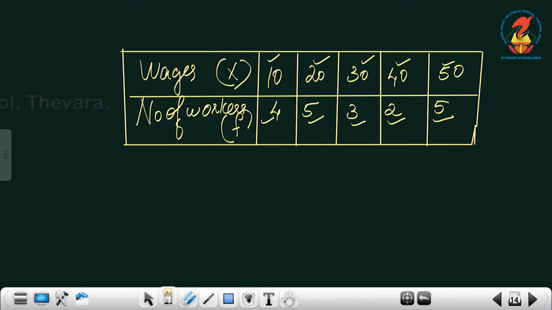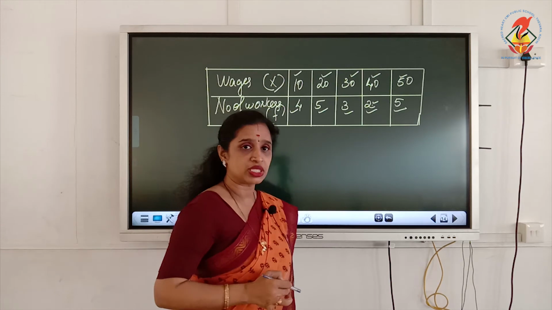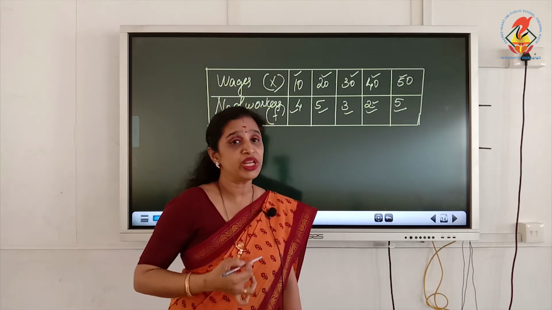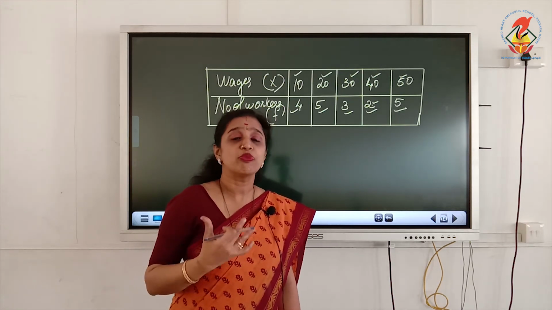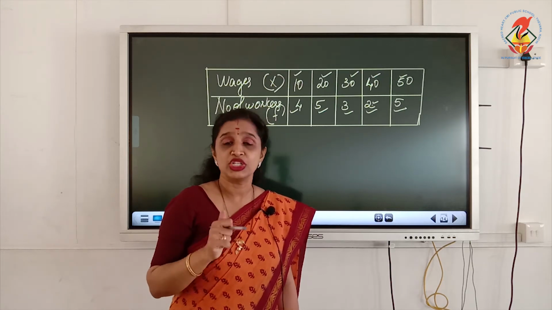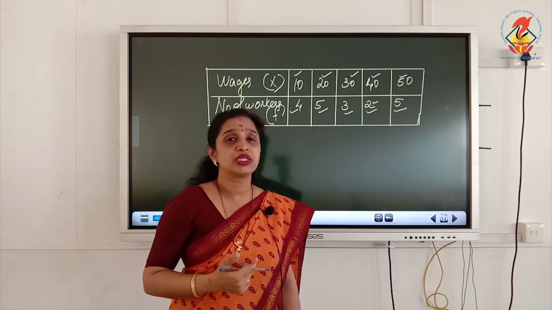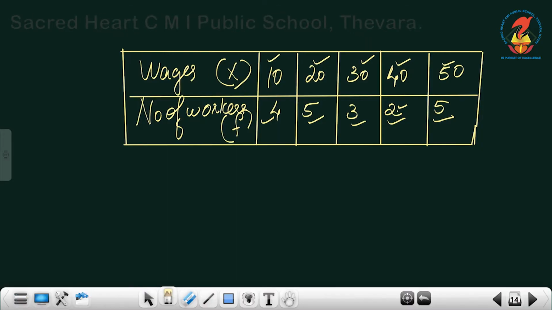So, what you should understand from here is that the number of workers who are receiving 40 rupees per day is 2. 2 workers are receiving 40 rupees per day. So, that is what is given here. How many workers are receiving rupees 40 a day? 2 workers. So, that is the frequency. So, each x value is represented by the frequency.